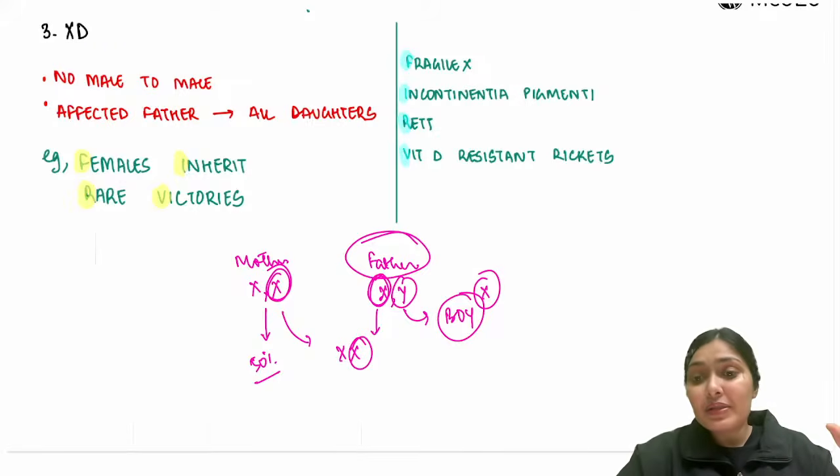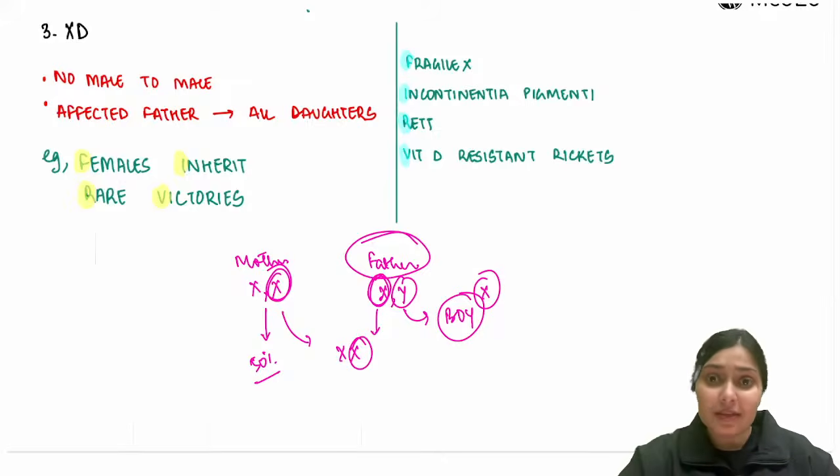And the example for X-linked dominant is: females inherit rare victories. X-linked dominant, X is for females and dominant means victory. So females inherit rare victories. The mnemonic is this: F stands for fragile X, I is for incontinentia pigmenti, R is for rickets, and V is for vitamin D resistant rickets.